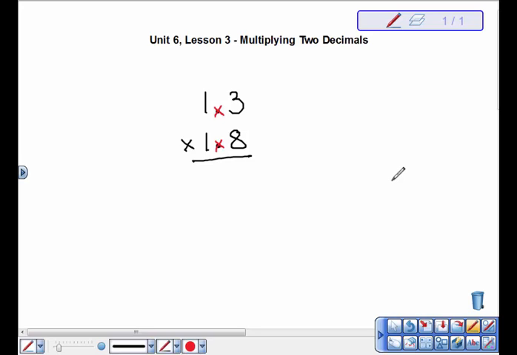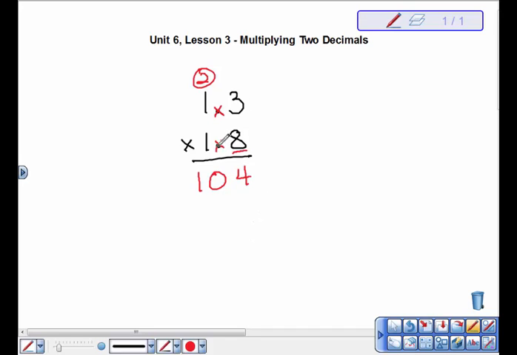I can do 13 times 18. That's simple. 13 times 18, I'm going to start with the 8, multiply by the 1s. 8 times 3 is 24. Put down the 4, carry the 2. Now I'm going to do 8 times 1, which is 8, plus 2 is 10. So my first product is 104.